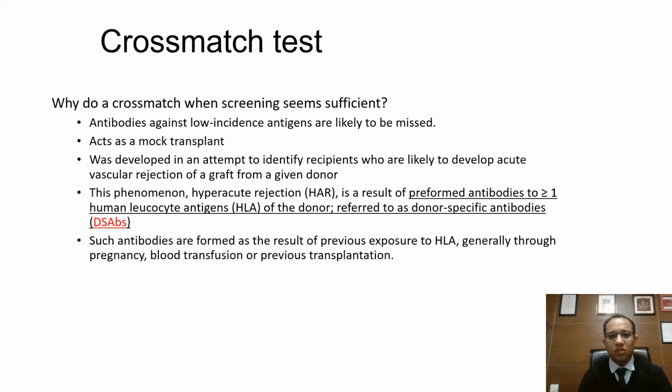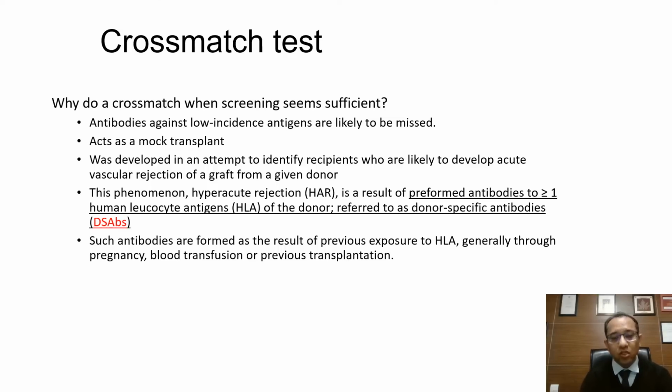So why do a cross-match test when screening seems sufficient? Antibodies against low incidence antigens are likely to be missed. It acts as a mock transplant, and this was developed in an attempt to identify recipients who are likely to develop acute vascular rejection of a graft from a given donor.